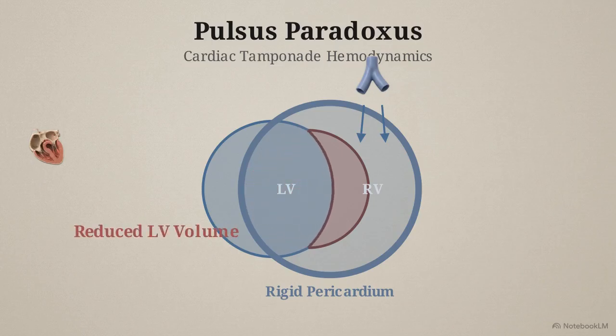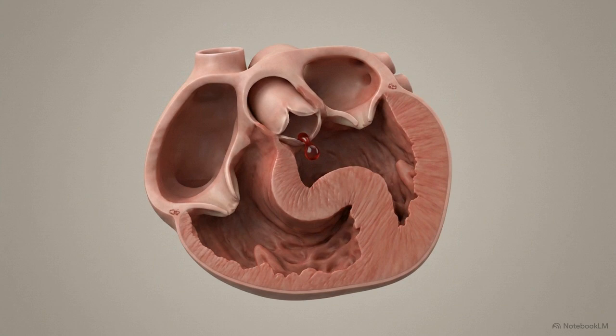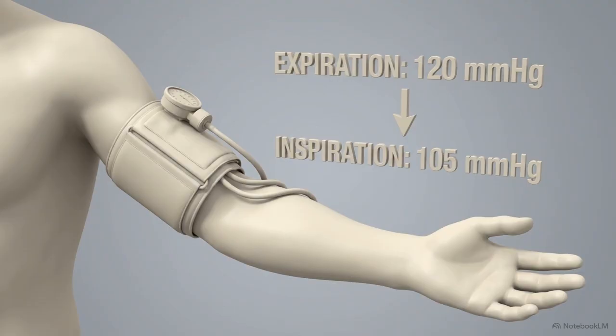It forcefully bows the interventricular septum to the left, shrinking the left ventricle's available volume. This septal bowing causes a sudden drop in left ventricular stroke volume. Clinically, this registers as a drop in systolic blood pressure of more than 10 millimeters of mercury during inspiration.